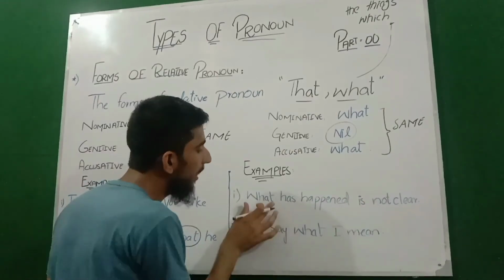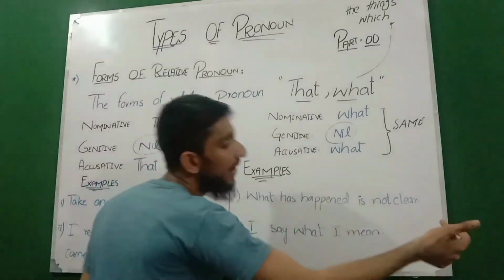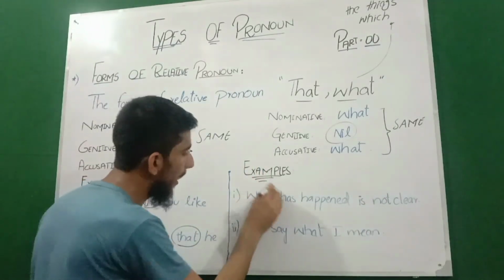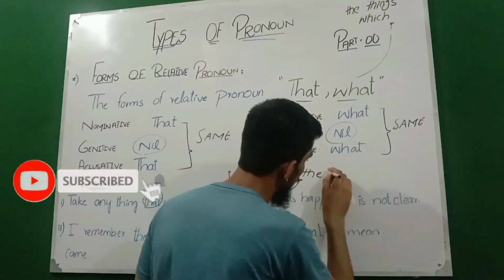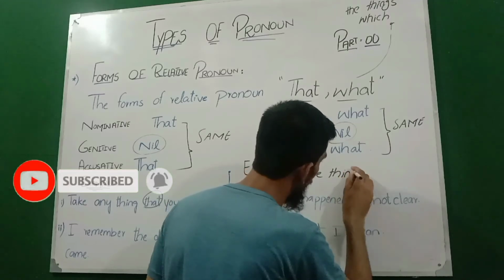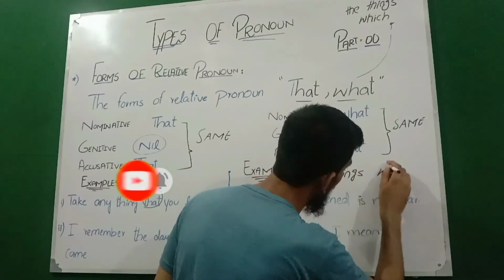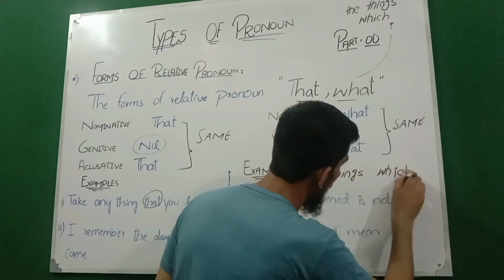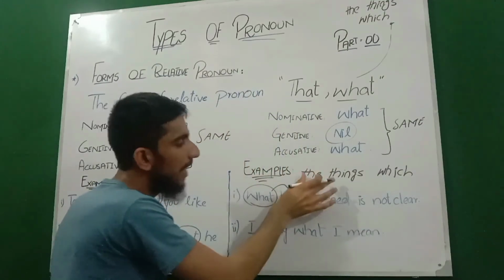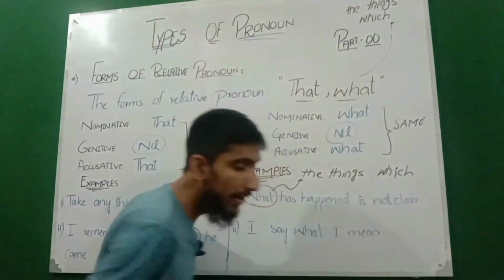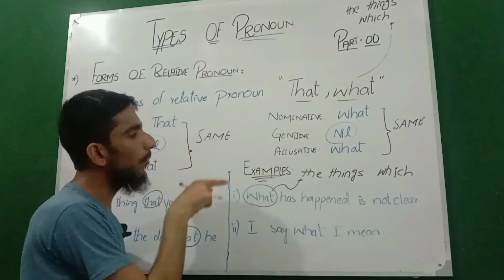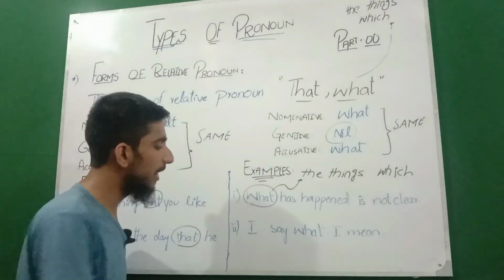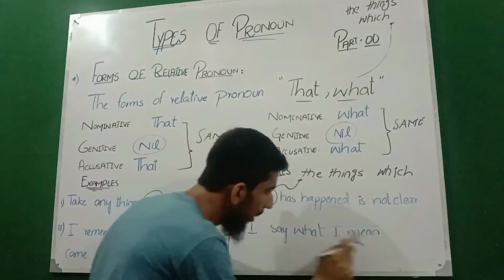So I may apply it: what has happened is not clear. The things which have happened are not clear. So they are basically the meaning of "what": the things which. Instead of "what", we can also write "the things which has happened is not clear". So the meaning of "what" is basically "the things which", and its nominative and accusative cases are the same, which are "what". Now look at the last example: I say what I mean.